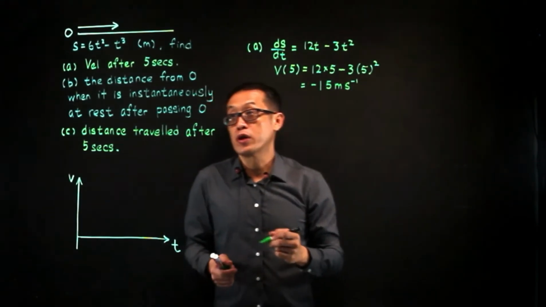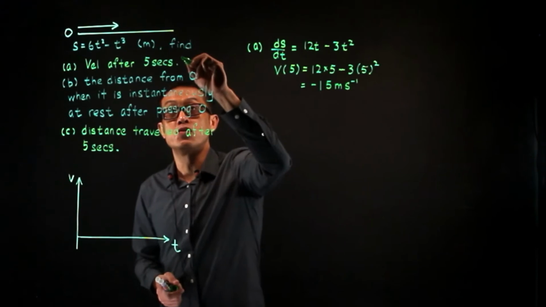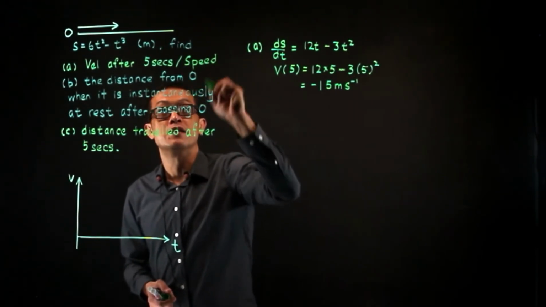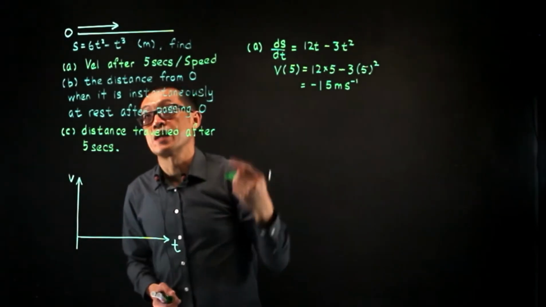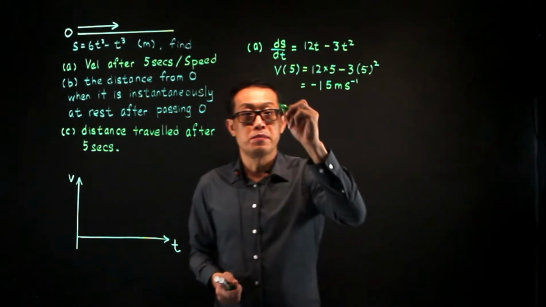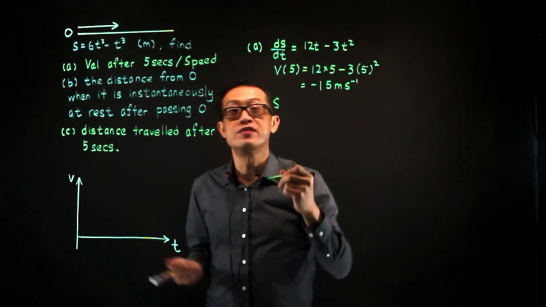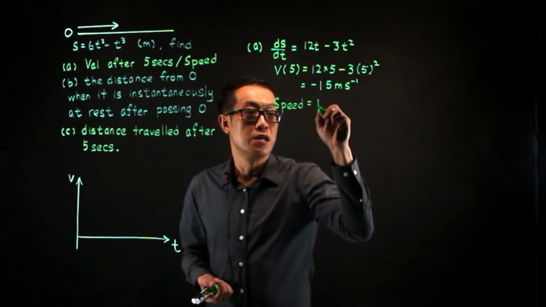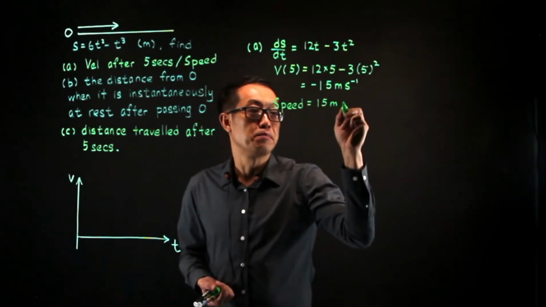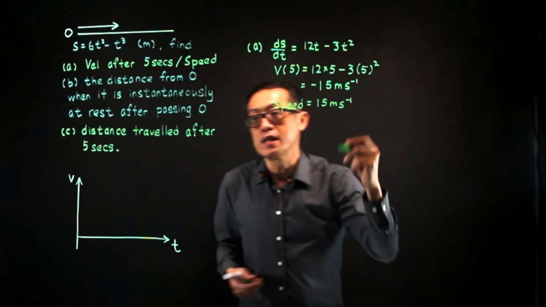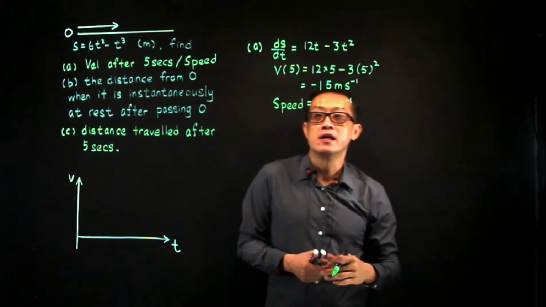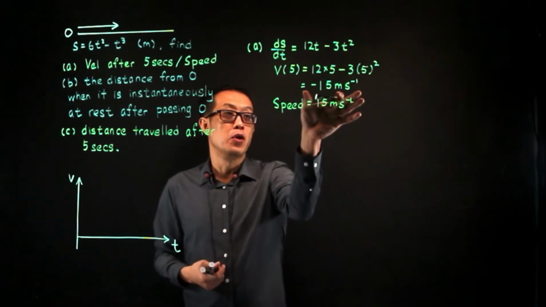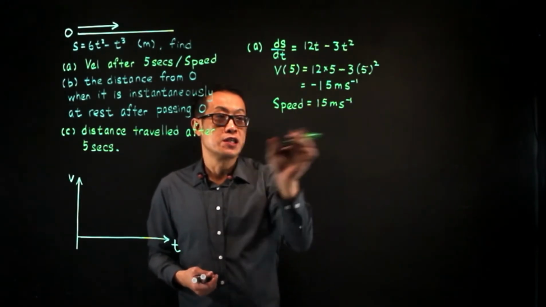Now in part 1 of the question, I think they also ask you to find the speed, which I have missed out over here. Speed at 5 seconds. But speed, there's no negative speed. So for speed, it will be just 15 meters per second. Because speed is a scalar quantity, it does not have negative speed. So you just take the modulus of velocity, you get speed.